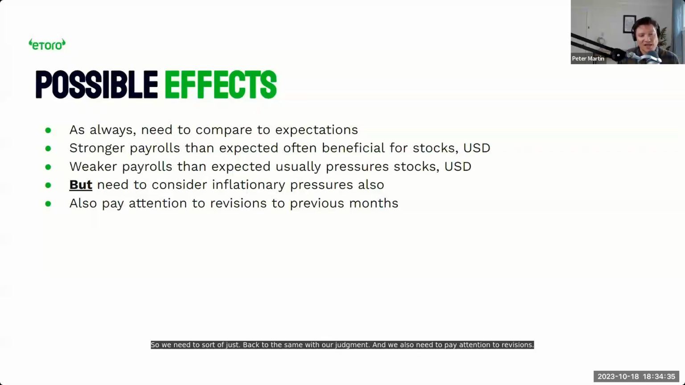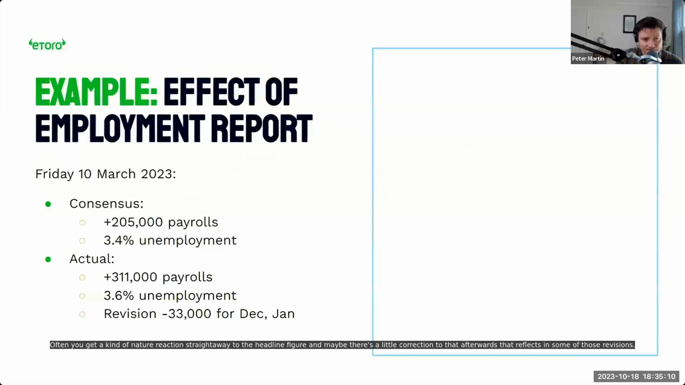And we also need to pay attention to revisions to previous months. In the report, the headline might be, for example, a big increase in payrolls, but you will get these changes reported from time to time to previous months. So sometimes you might see a big increase in the current month, but alongside it, there's also a downward revision to the previous month. Often you get a kind of knee-jerk reaction straight away to the headline figure, and maybe there's a little correction to that afterwards that reflects some of those revisions.